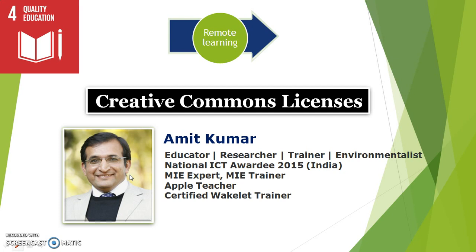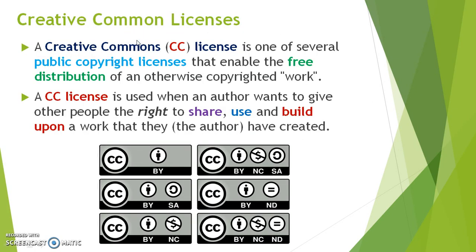We are going to talk about an important topic which is Creative Commons licenses. Let's start with it. A Creative Commons license, often called CC, is one of several public copyright licenses that enables the free distribution of an otherwise copyrighted work. A Creative Commons license is used when an author wants to give other people the right to share, use and build upon a work that he has created. So there are 6 basic CC licenses which we are going to talk about in the coming up slides.